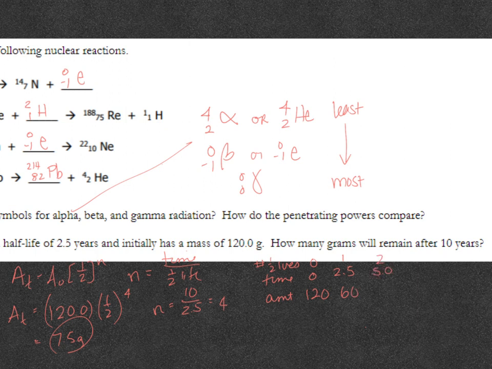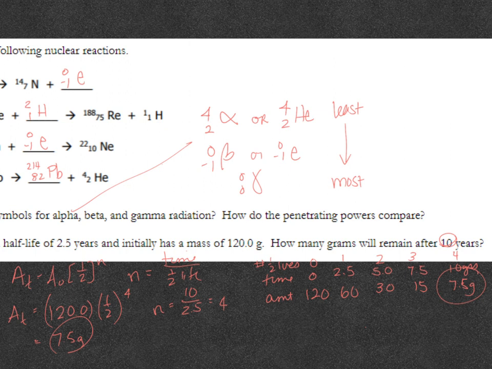2 half-lives, 5 years has gone by, 30 grams remain. 3 half-lives, 7.5 years, 15 grams. 4 half-lives, 10 years, which is what I'm trying to get to in the problem, 7.5 grams remain. So either one of these methods will work.